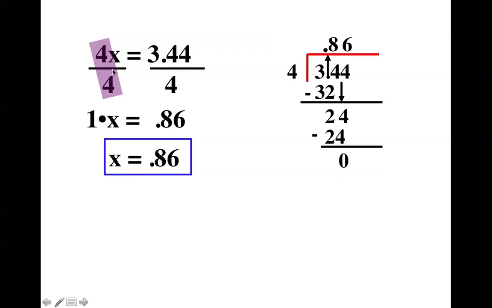And does this work with fractions as well? Absolutely, we've been working on that in class as well. I do apologize, I don't have a screen for that, but I will work on getting you one.